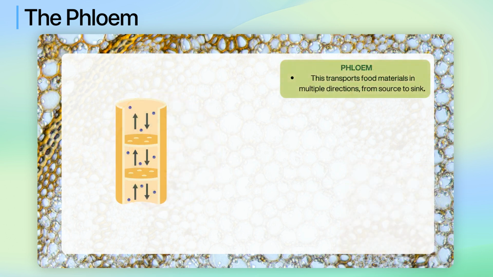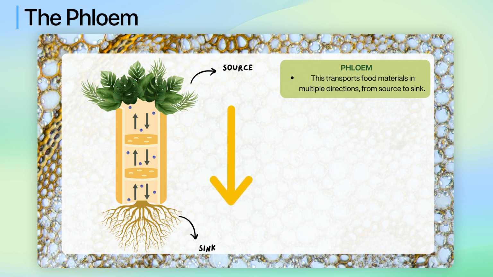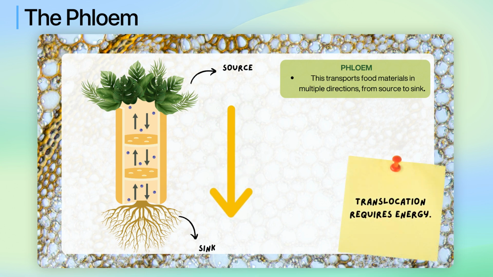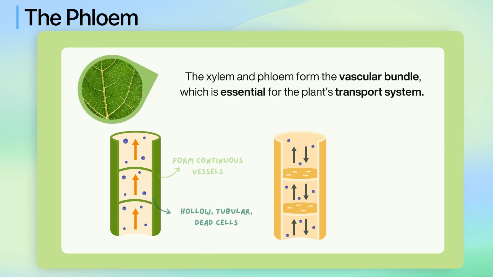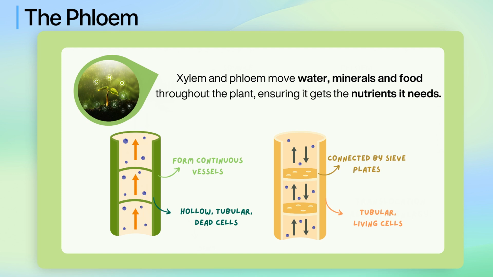The phloem transports food materials in multiple directions, from the source, where it is produced, to the sink, where it is stored or used. This process is called translocation, and it requires energy. Together, the xylem and phloem form the vascular bundle, which is essential for the plant transport system. Xylem and phloem work in tandem to move water, minerals, and food throughout the plant, thus ensuring that all of its parts receive the nutrients that they need.